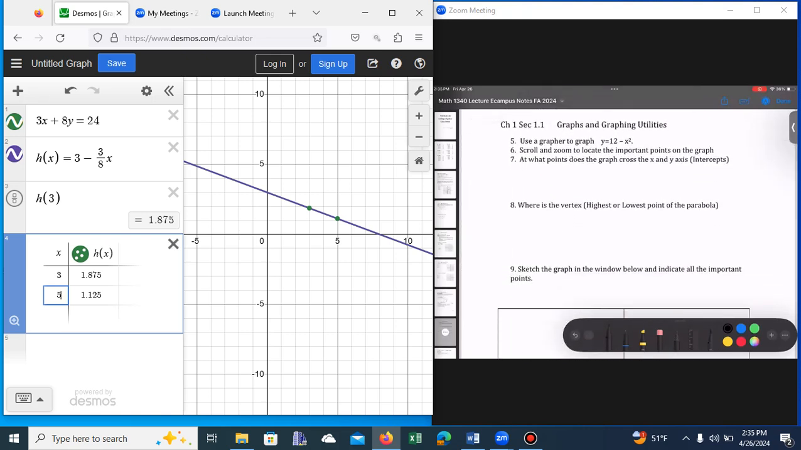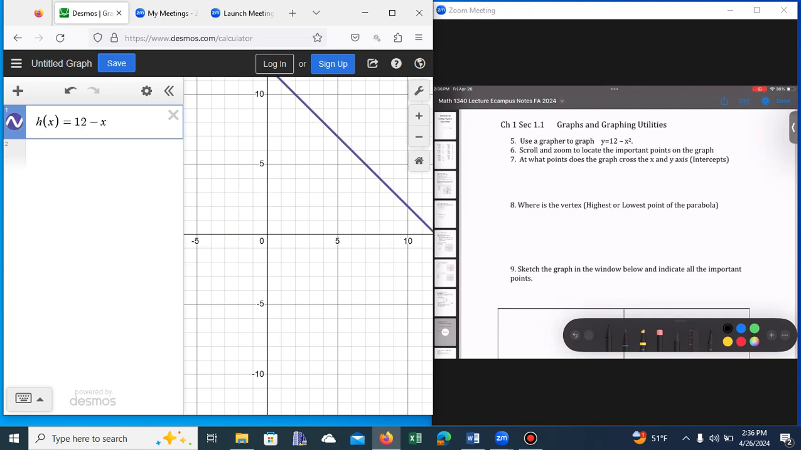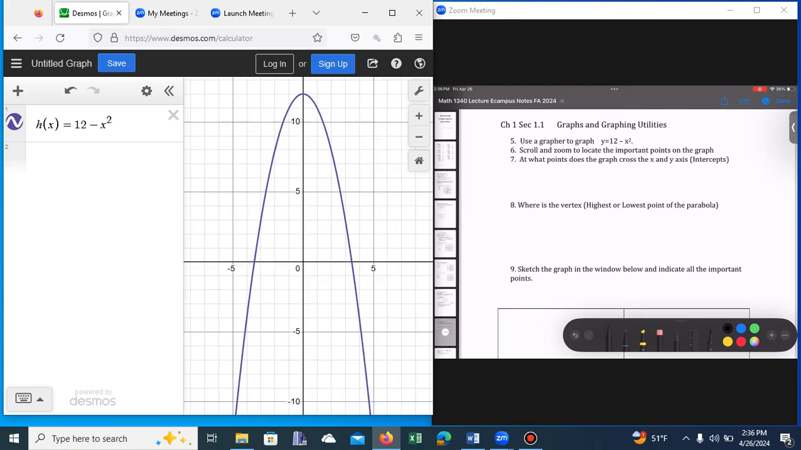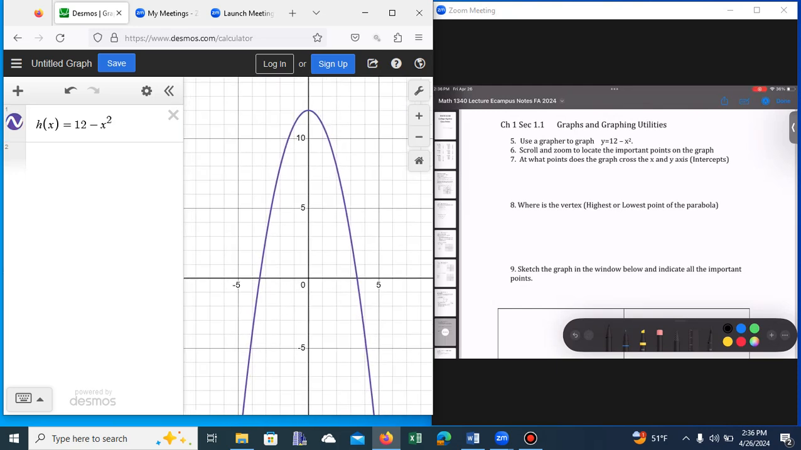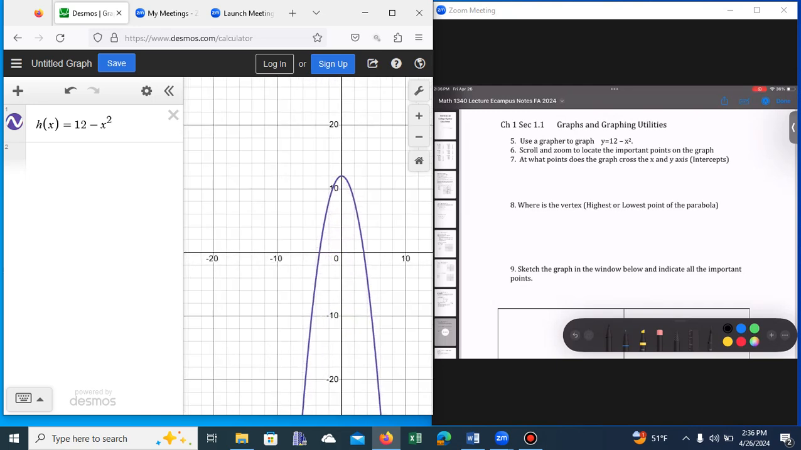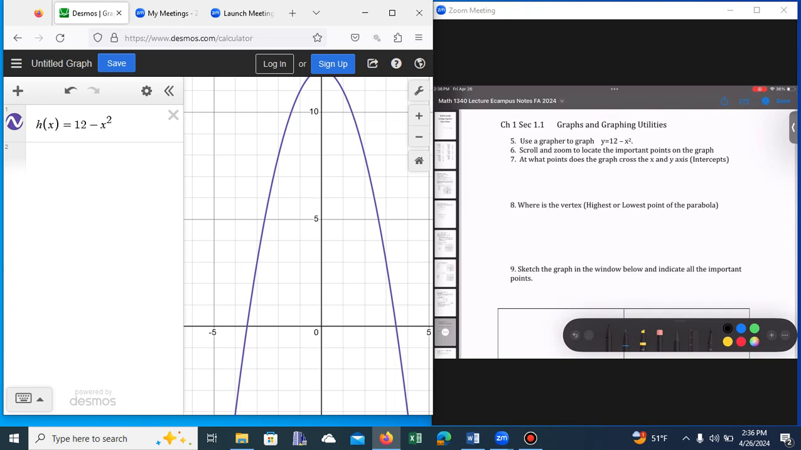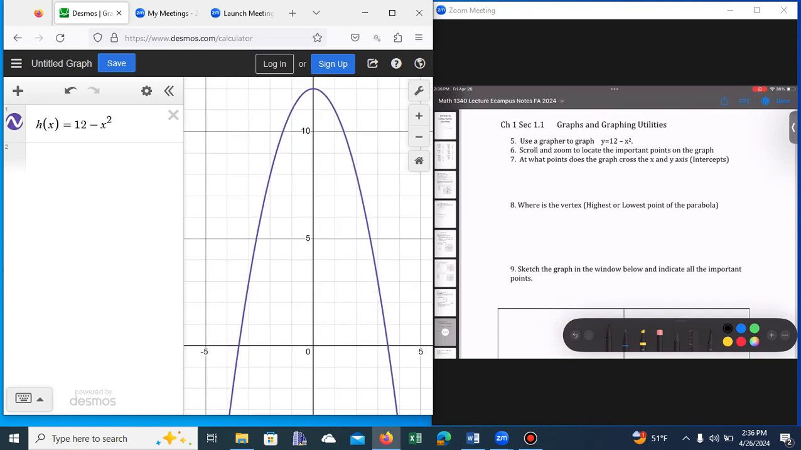So we're going to use a graph to graph y equals 12 minus x squared. So you've got an upside down parabola. And you can scroll to zoom in or get close up to it. And if we want to find the intercepts where it crosses the x-axis, you can just click on it and it'll give it to you.